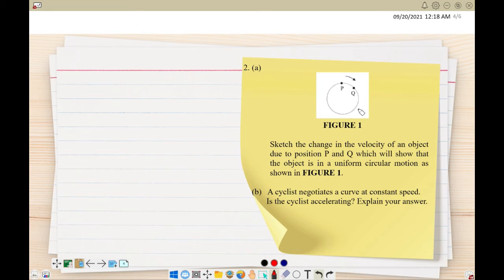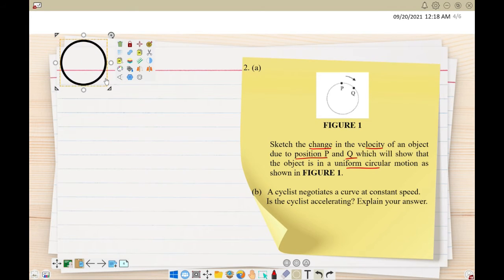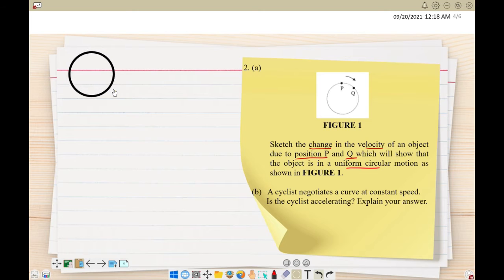Question number 2. Sketch. Okay, you are given this diagram. Sketch the change in the velocity of an object between position P and Q, which will show that the object is in uniform circular motion. Okay, so now this is about the concept here. So first of all, I will draw the circle.